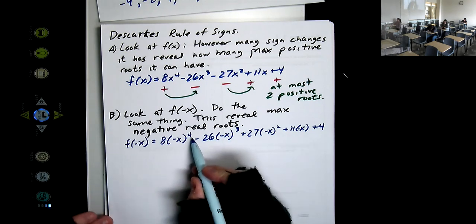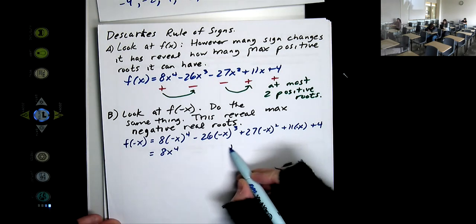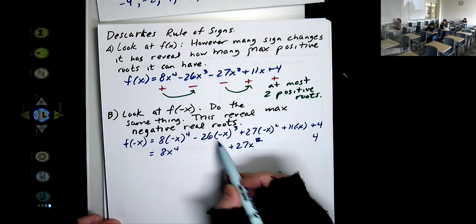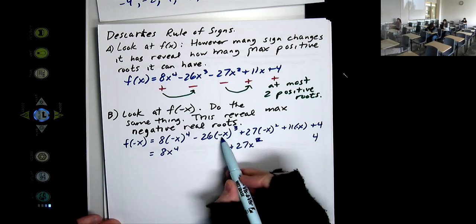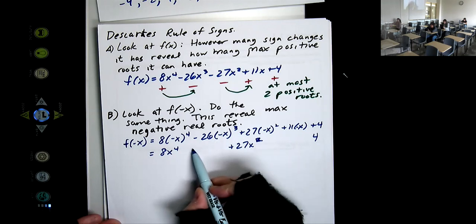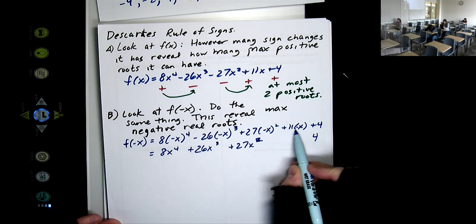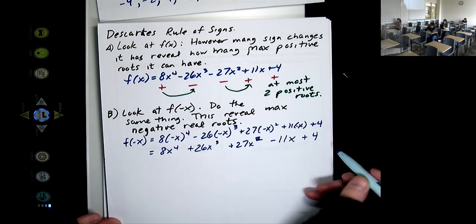All the even exponents stay the same sign. This is just 8x to the 4th. This is 27x squared. And I got the 4. All the negative exponents, or the odd exponents, change signs. I've got a negative there, so negative cubed is another negative, so that makes this positive. And 11 times negative x is now negative 11x.